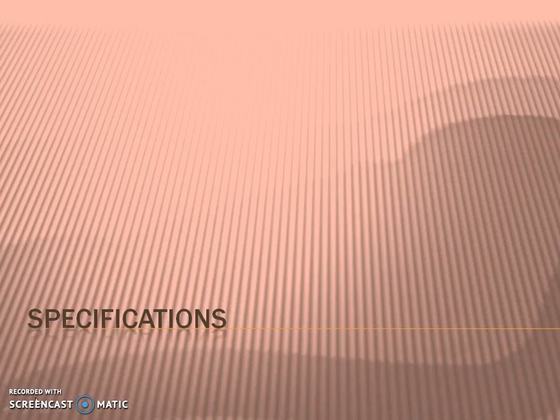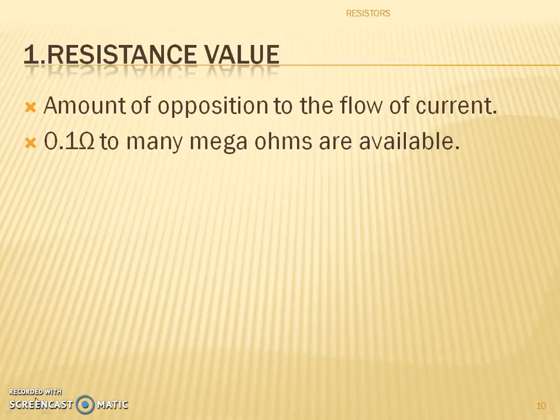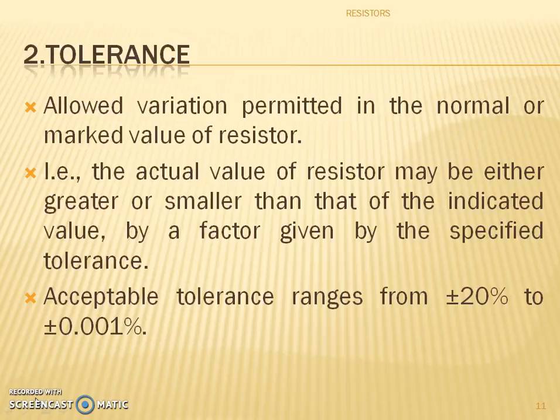See, broadly we will be covering types, specifications, standard values, marking, and color coding. Specifications. First one is the resistor value. The amount of opposition to the flow of current is what gives the resistance value. 0.1 ohm to many mega ohms are available here. Now the second one is a tolerance.